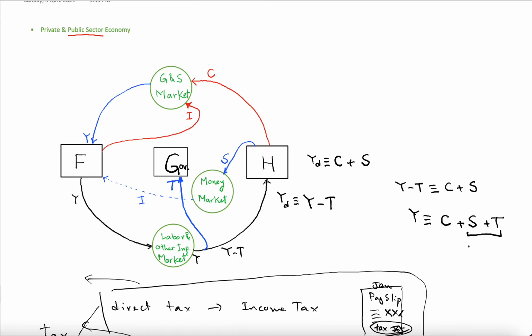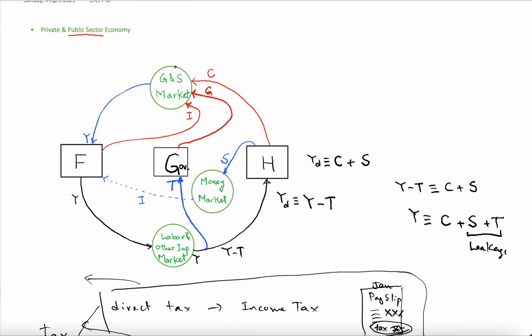So these two are leakages, because the main flow is Y comes here and flows like this, and saving, we already said, is leaking. Another leakage is the tax. So these are called leakages for the two sector economy, private and public sector economy. And the government spending, we should show it in red, is the amount of money which the government is spending on buying goods and services.